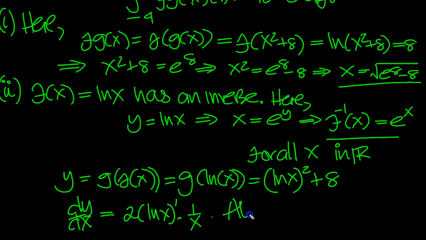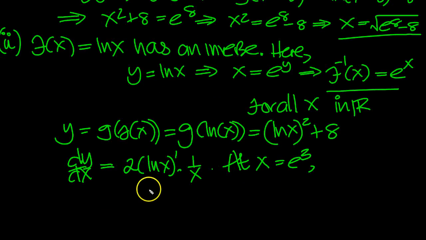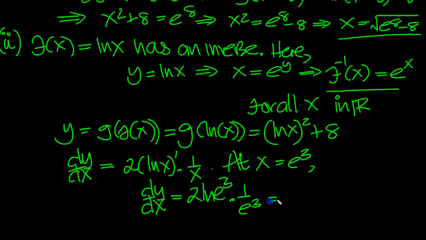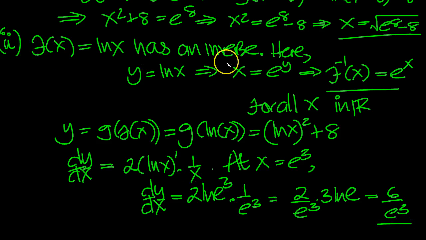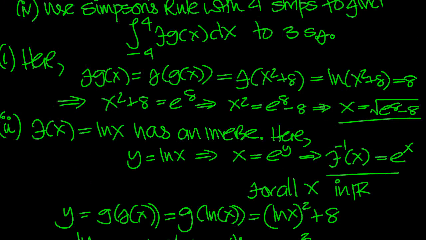So at the point x equals e cubed, we need to find out the gradient. dy/dx is equal to 2 log of e cubed times 1 over e cubed, which is 2 over e cubed times that log. And this log of e cubed, well, the 3 comes down, it will be 3 log of e. Log of e is 1, and 2 3s are 6, so it's 6 over e cubed. So that's part 3 done.